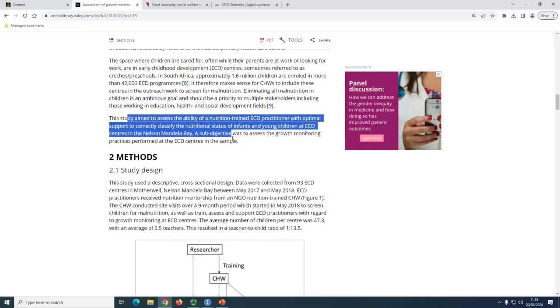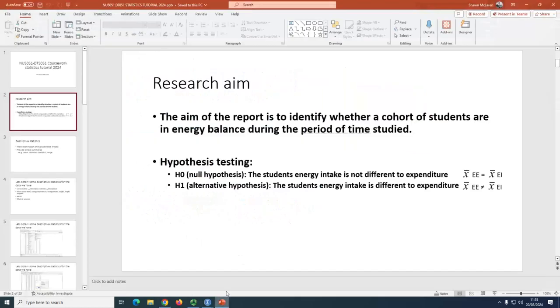So you're building up and setting up all the stuff that someone who is intelligent but not necessarily an expert in energy balance might need to know to understand what exactly it is that you did here. Okay, so that's the focus. Your introduction builds up to the aim, and then you give your aim. The aim is to identify if we're in energy balance.